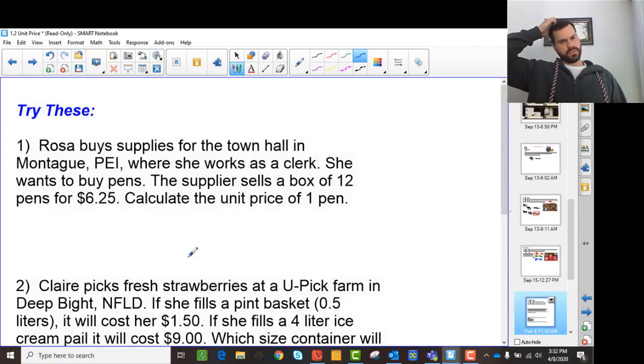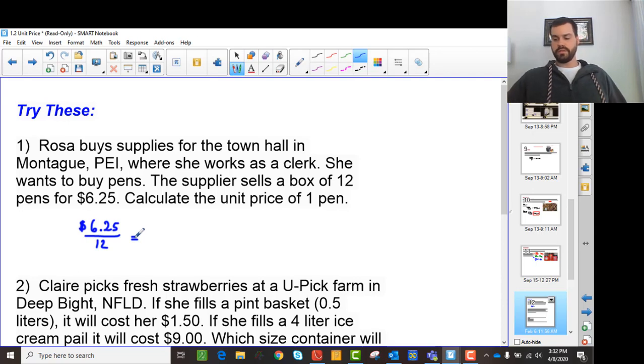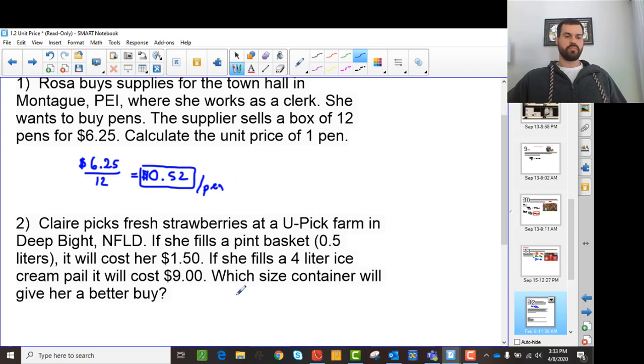Okay, so here's another example. These are actually from your textbook. Rose is going to buy a box of pens for $6.25. I want to know, if there's 12 pens in the box, how much does 1 pen cost? So I take the cost, $6.25, and I divide it by the quantity, which is 12 pens, and I'll get my answer. I'm not going to show these calculations just because I don't want to keep flipping back and forth between the screens. So I'm going to do this on my calculator just off screen, and you can do it on yours and see if you get the same thing. But it's 52 cents per pen. Okay, and you should write that in as a unit.